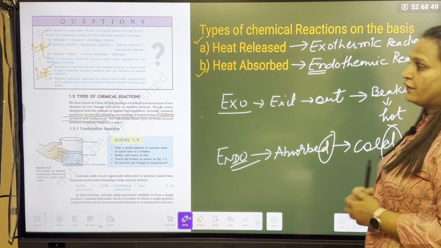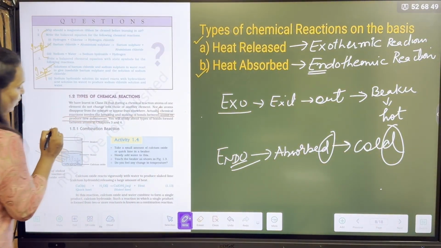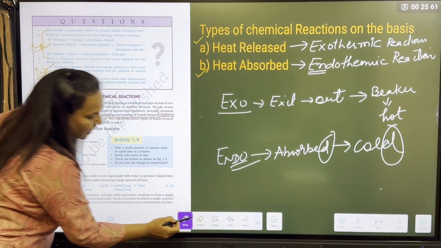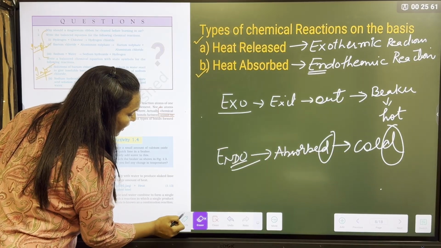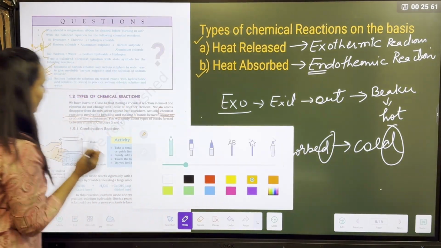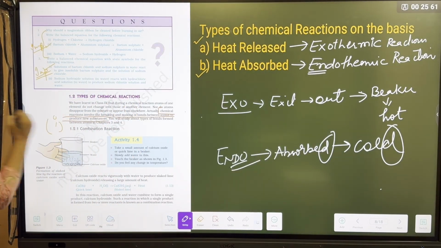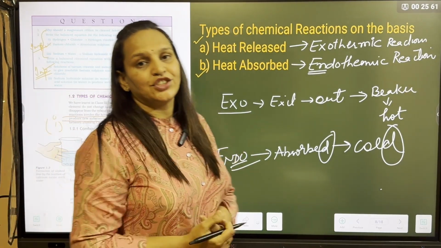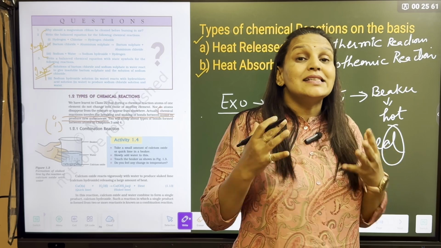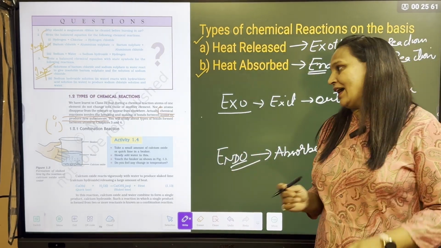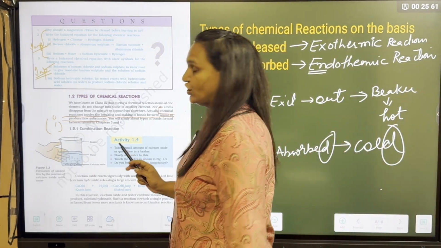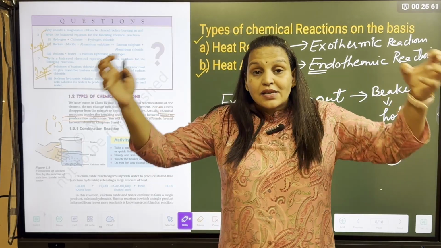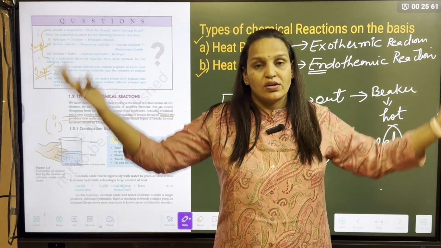First of all, we will learn the first reaction, combination reaction. But before going to the combination reaction, I want to ask, how does a reaction take place? What happens in a chemical reaction? Some bonds break down, some new bonds are made.